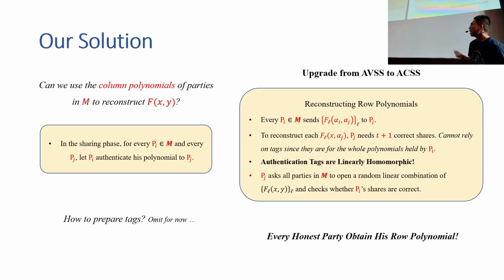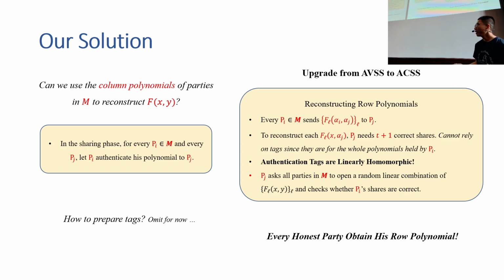But the point is that the authentication tag is linearly homomorphic. So we can ask all the parties to open a random linear combination of all the barrier polynomials, so that in this way you can check whether the share you received from, say, party PI is correct or not. Okay? So PJ will receive shares from different parties, and each time he receives shares from PI, he will ask all the parties to reconstruct a random linear combination of all the polynomials and check whether PI's shares match this polynomial.